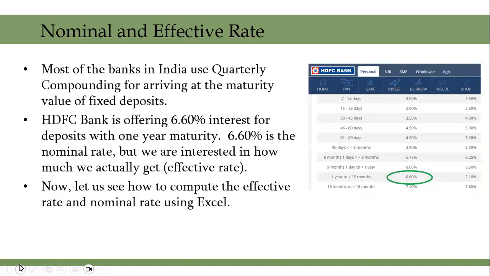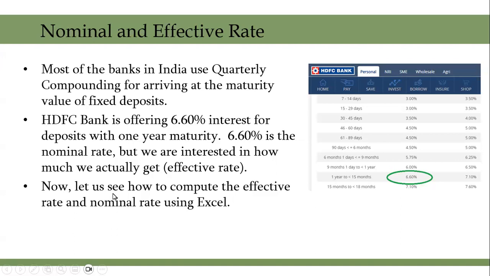Now let us take a real example. Most of the banks in India use quarterly compounding for computing the maturity value of fixed deposits. I have taken an example of HDFC Bank here, and I have circled this 1 year rate. So if you make a fixed deposit in HDFC Bank today, the rate of interest they offer you is 6.6%. But this 6.6% is a nominal rate. You will actually get slightly more than this. So how much that effective rate is, is what we are going to calculate.